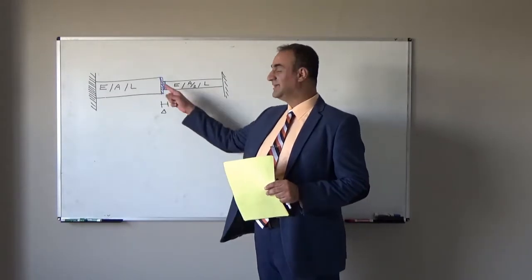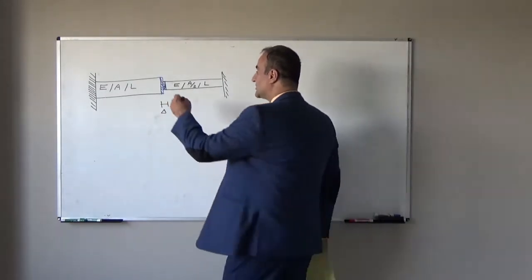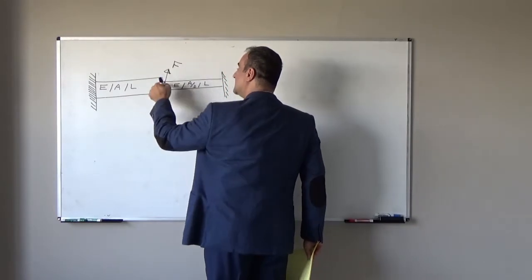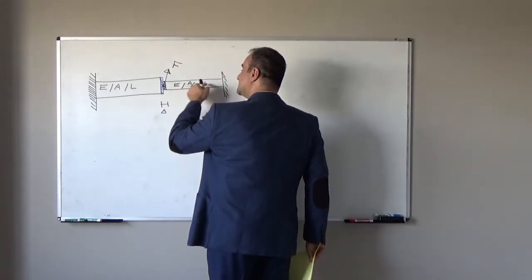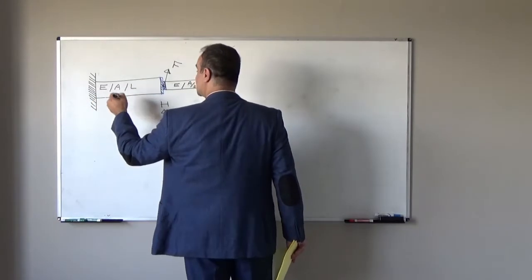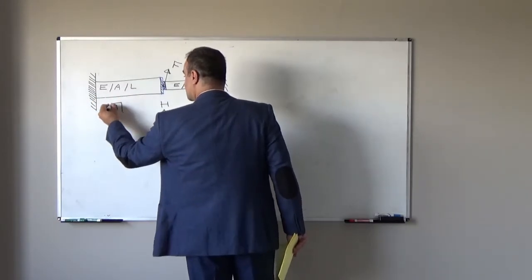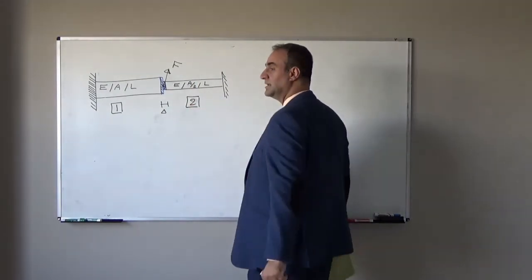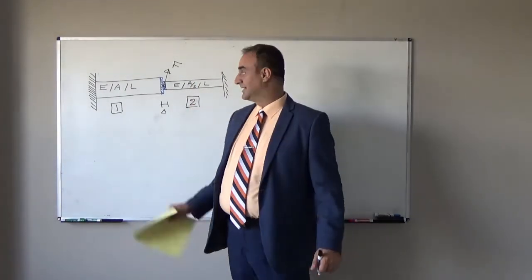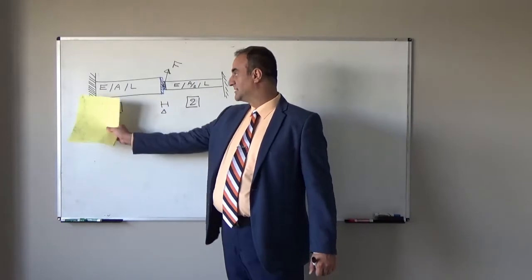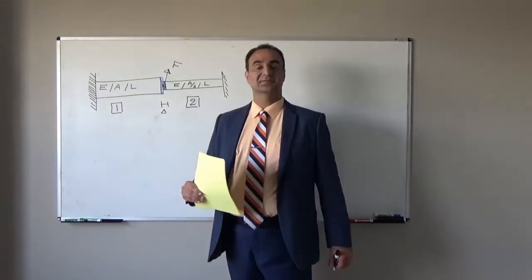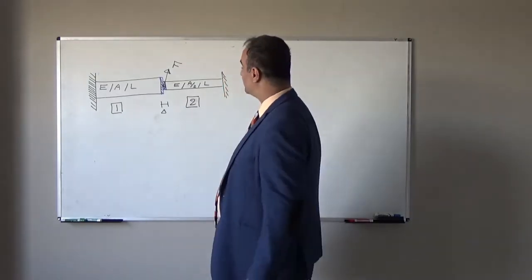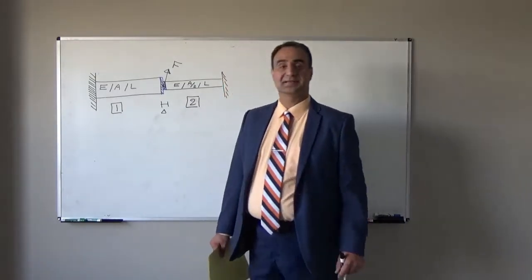Because after we attach them, if in the connection we have an unknown force like F, this F will transfer in this rod and this rod. So internal force in rod number 1 and rod number 2 should be equal. And that internal force will transfer to this support and this support, even the support traction should be equal. Now, what is the magnitude of that F?